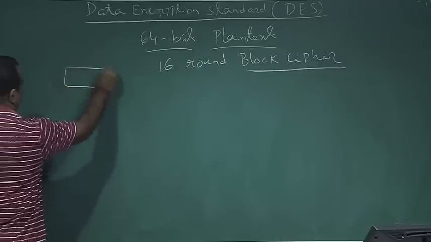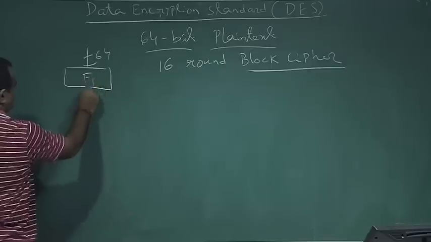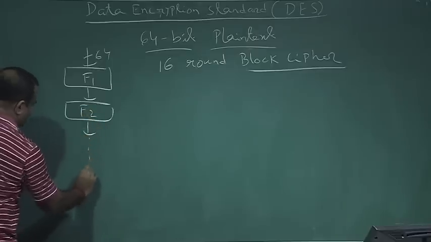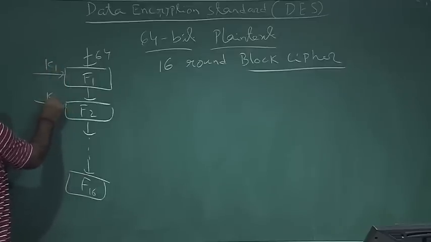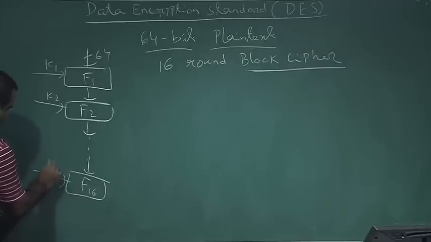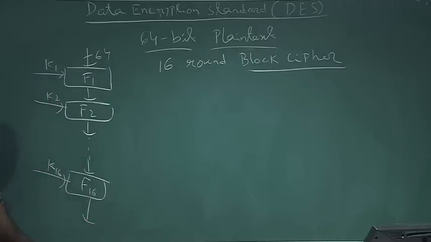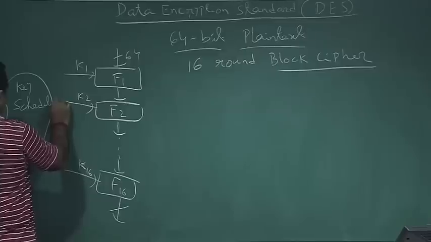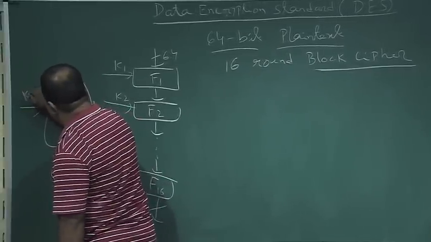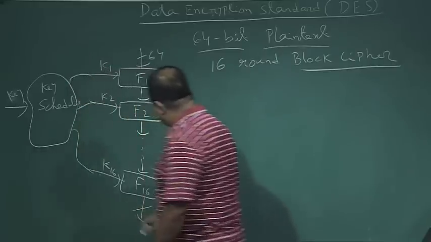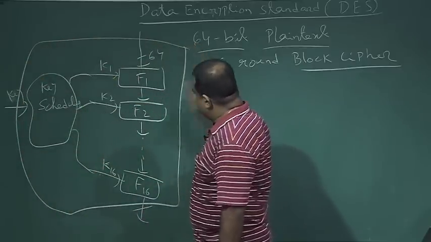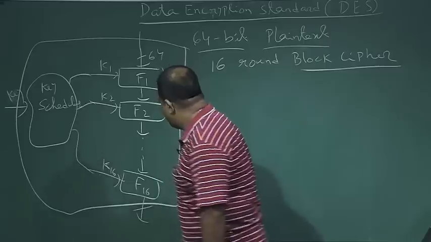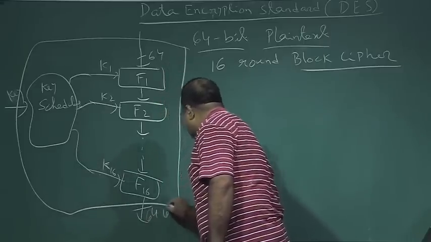So, we have a plain text which is 64-bit, and we have 16 rounds: F1, F2, then F16. For each round, as we know, we need another input which is called the round key. So, we have 16 round keys, and these round keys come from the key scheduling algorithm, which takes the secret key shared between Alice and Bob and gives the round keys, and we get the ciphertext. So, this is a typical 16 round block cipher, and the plain text and ciphertext are 64-bit.